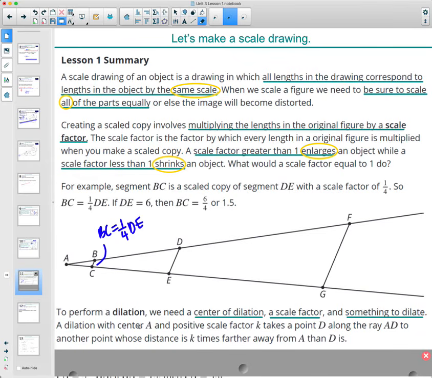And then if we had this one, it says perform a dilation. We need the center, A, the scale factor, 1/4, and something to dilate, DE. So a dilation with center A and a positive scale factor takes point D along that ray. You'll notice that D's image was B, so it stayed on the ray that connected A to D. C is on the ray that connected A to E. And then they've got the scale factor of k.